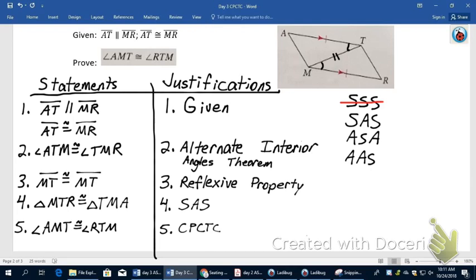Now, as far as what you need to know for the assignment, one of the problems involves using CPCTC, and then there's one extra step where you'll use the definition of a segment bisector to wrap up the proof. So it is a little bit different than what I've got here in the example. Let me know what questions you have.